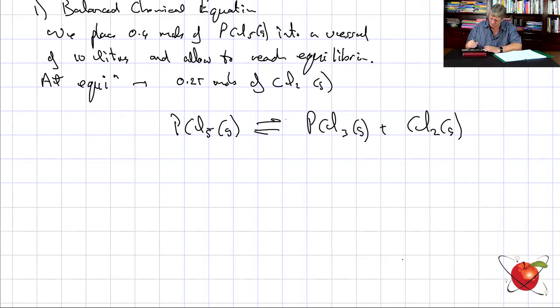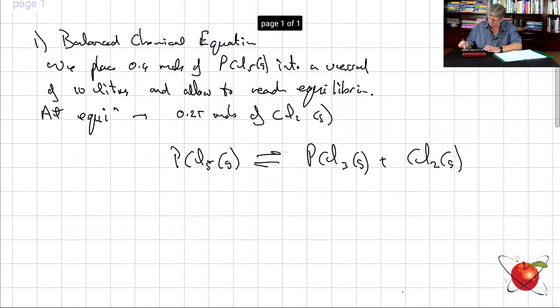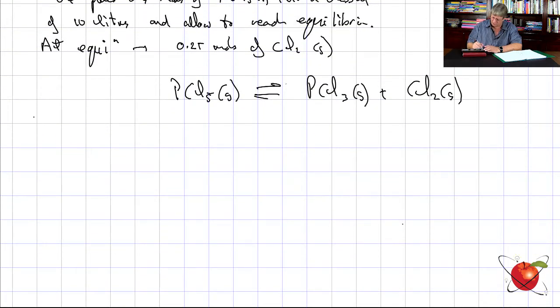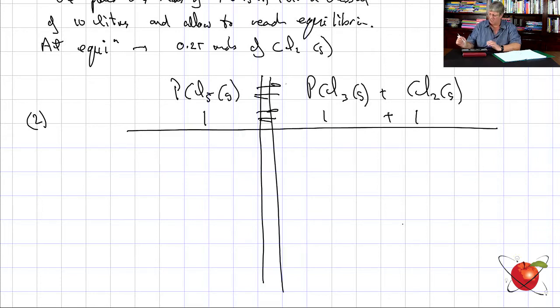So, firstly, we're going to write the balanced chemical equation, step 1, and then step 2, we're going to put in 1 goes to 1 plus 1. Now I put my double line down here because I'm going to work with this, and I draw a line across there, which gives me a table so I can actually start.